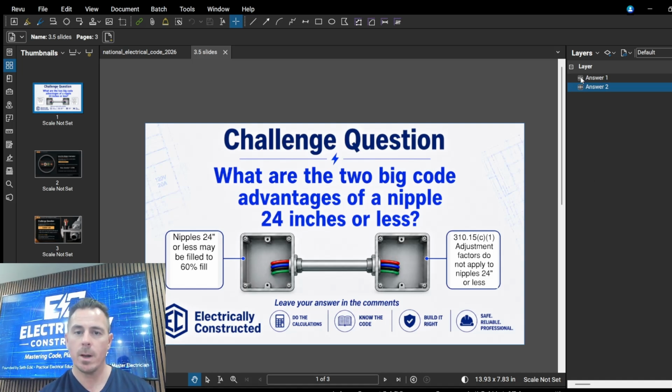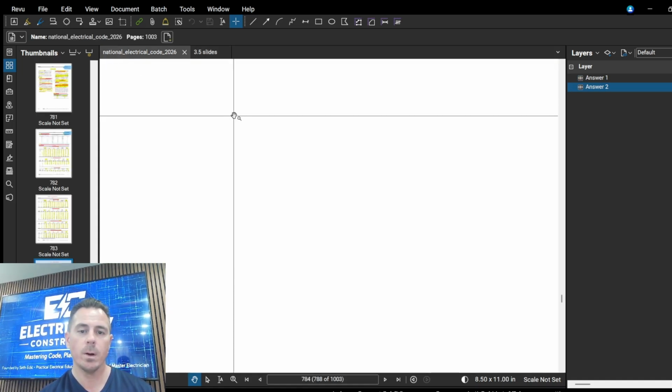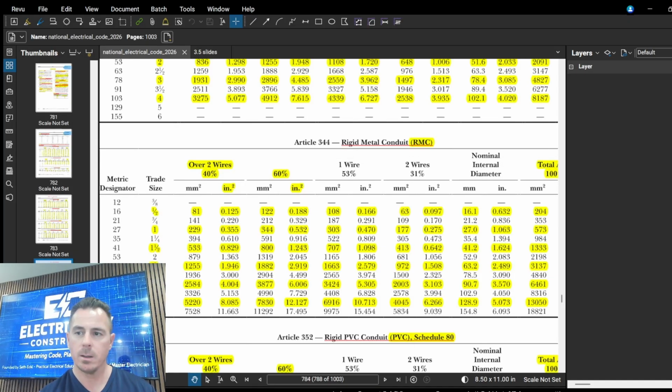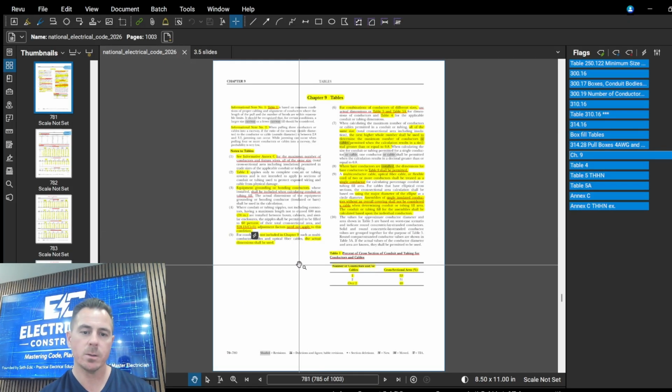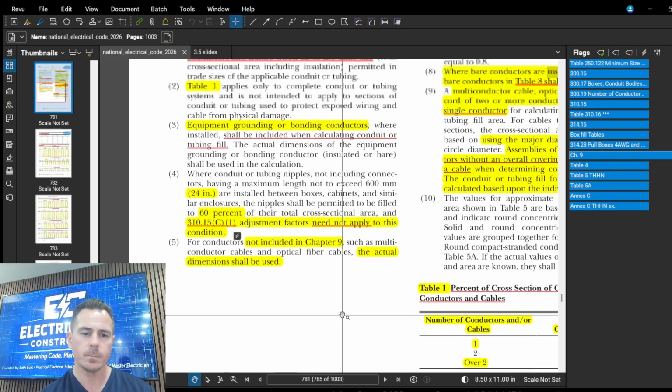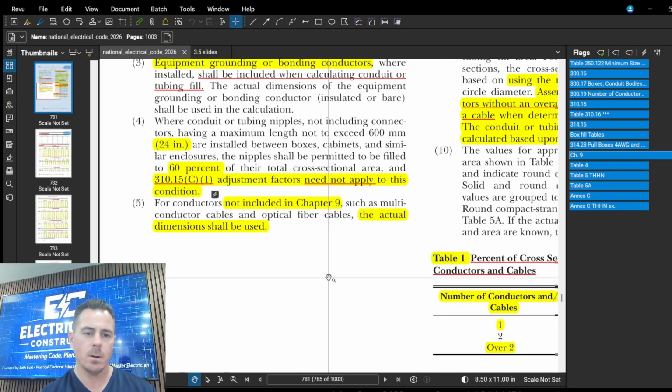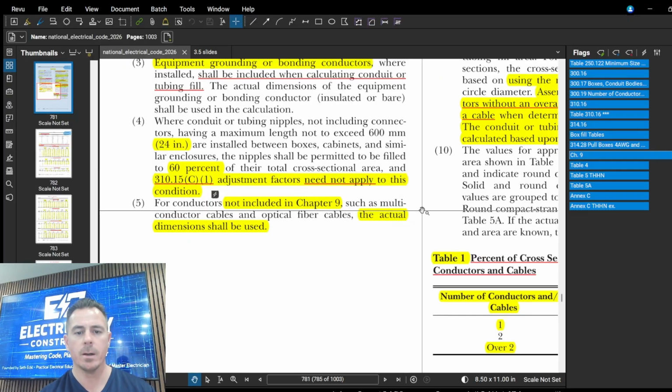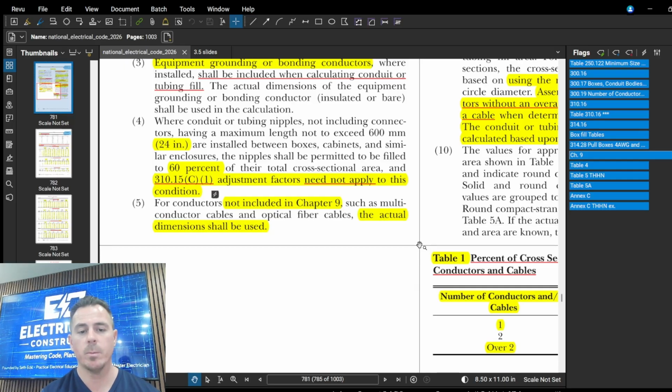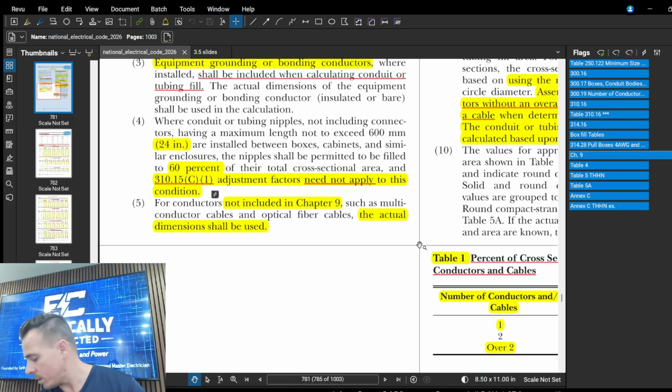All right, but now let's get into our code book. Let's open up to chapter 9. Okay, now that we're in chapter 9, let's go to note 5 and see what it says. For conductors not included in chapter 9, such as multi-conductor cables and optical fiber cables, the actual dimensions shall be used. So you can find those actual dimensions on the manufacturer website, or you can use one of these tools right here that you can get the dimensions off of as well.